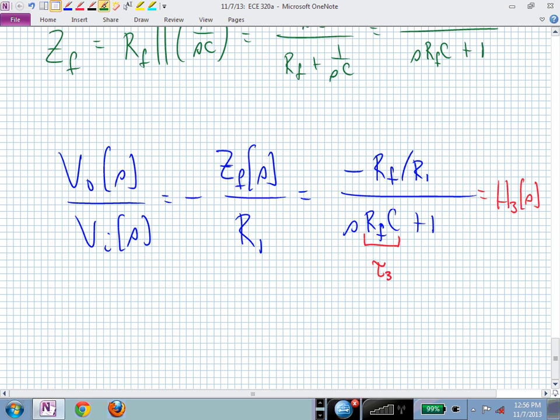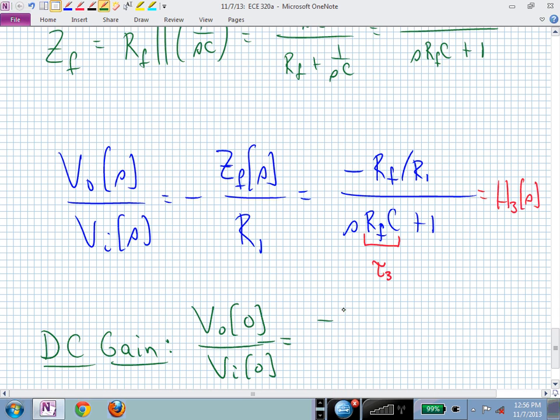Now we want to try to understand this transfer function a little bit, and somebody might say, does it have a DC gain? Well, we could look. DC we know is the frequency is 0. S is equal to 0. We plug in 0 for S.